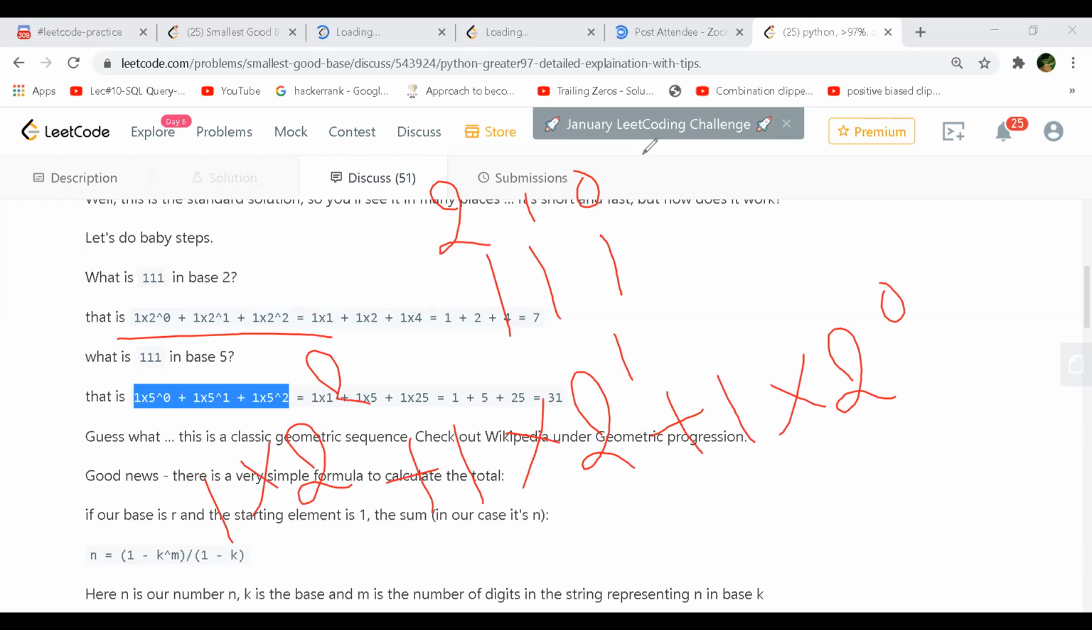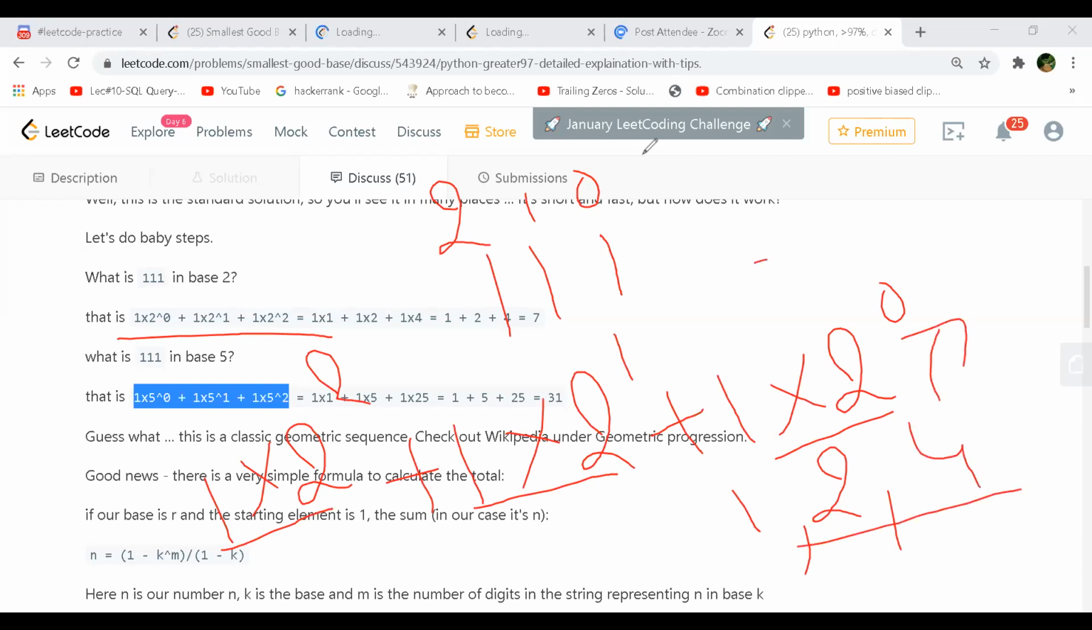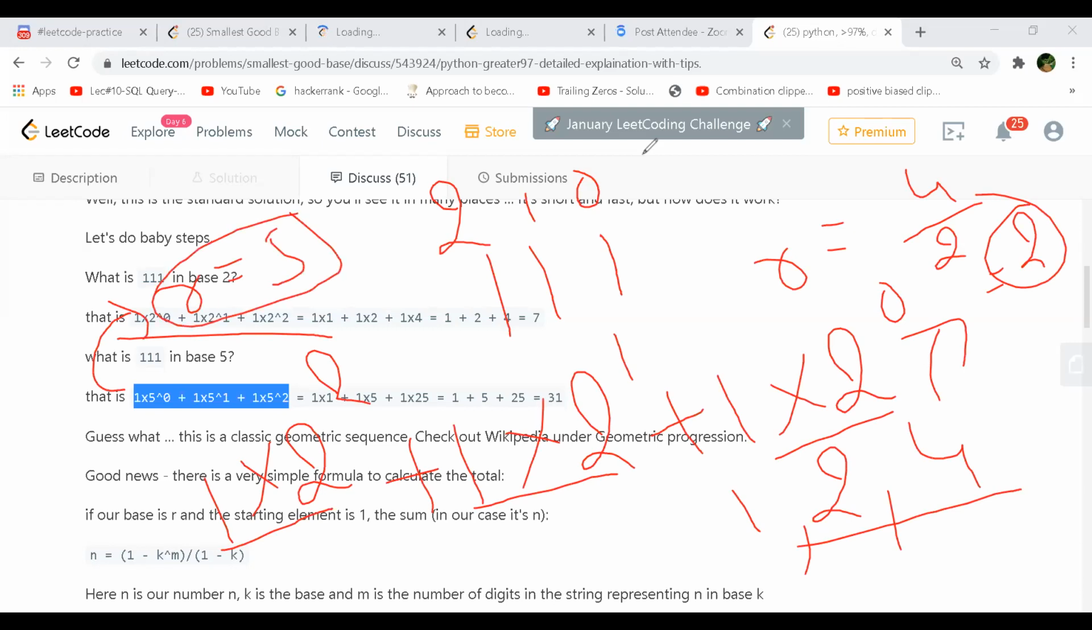So this is a GP, right? This is 1. After that, you are having 2. Then you are having 4. So here the ratio is what? The next number by the previous, I mean, 2 is the ratio, right? So similarly here, what is the ratio? The ratio is 5 of that GP series, geometric progression, sorry, here.